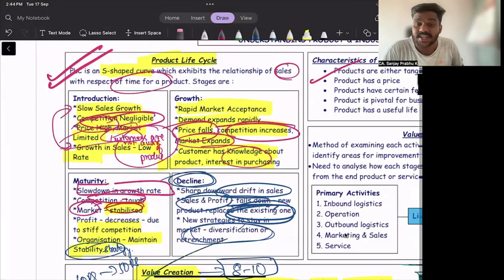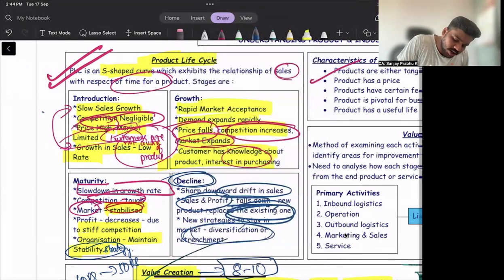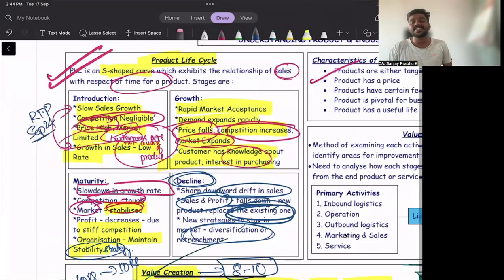So what is product life cycle? It's an S-shaped curve which exhibits the relationship of sales with respect to the time of the product. The four stages: introduction, growth, maturity, decline. See, one question has been asked from this particular topic in RTP September 24. We have already discussed RTP for September 24. It's already uploaded on our YouTube channel. Please go through these topics.